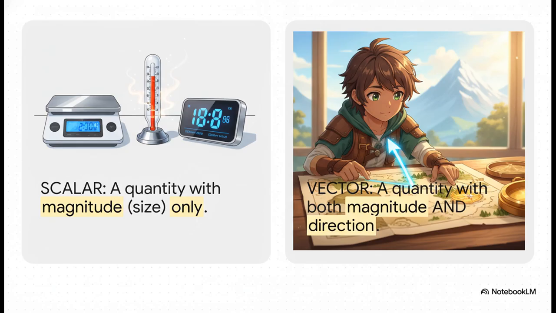A vector, though, has that number, but it also has a direction. So not just 5 kilometers, but 5 kilometers southeast. Not just 90 kilometers per hour, but 90 kilometers per hour east. That little bit of extra information, it changes everything.